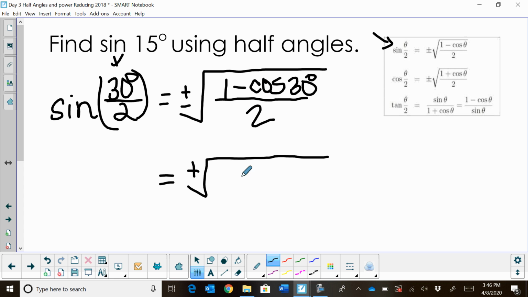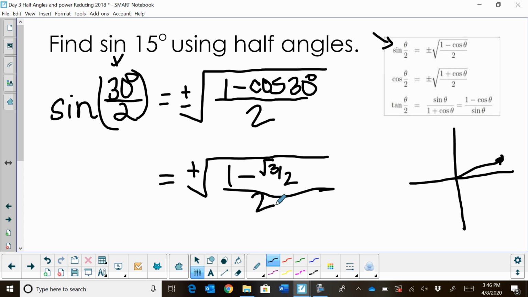Well, we know cosine of 30, we can evaluate that. It's on the unit circle in this very first position. That cosine is positive square root of 3 over 2, all over 2. And all this is still under the radical.